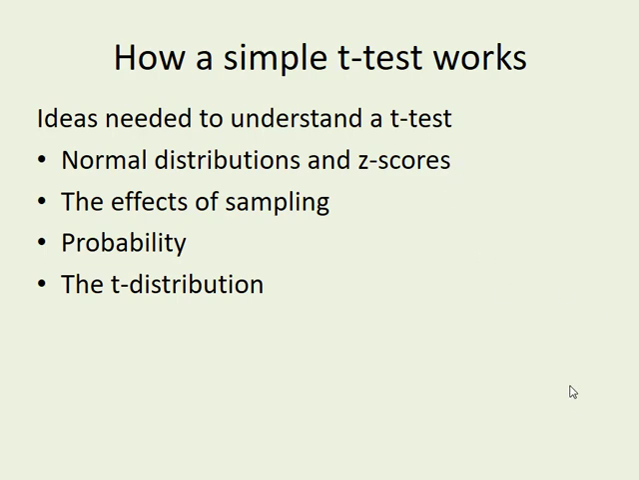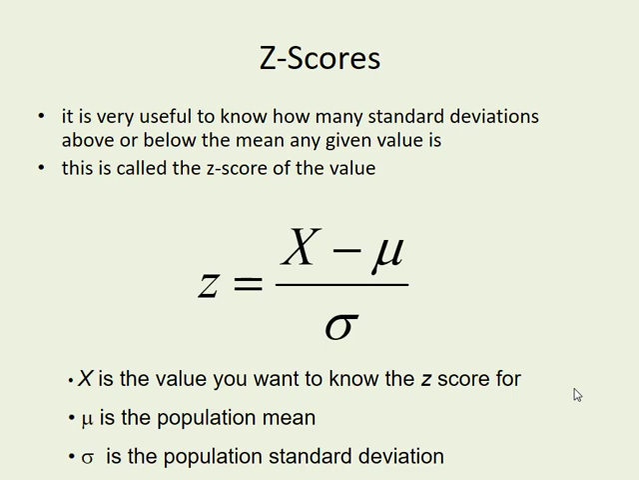So z-scores, to recap, it turns out that it's really useful when you're dealing with a normal distribution to know how many standard deviations you are above and below the mean for any given value. And that's called the z-score. So if you've got a number you're thinking of, x, and you want to know what's the z-score for x, that's this number here. You subtract mu, the population mean, that tells you how far above or below you are from the population mean, and then divide by standard deviation, which tells you how far above or below you are in steps of standard deviation.